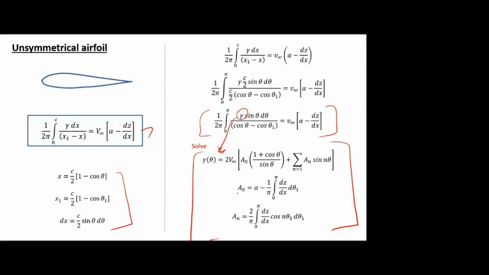So a naught, we have alpha and dz by dx, angle of attack and slope. And an, this we will expand: a1, a2, a3, an, up to that we can extend. Okay. So it has only the slope. So it will be a very big equation. So they simplify like this. Okay. So next step, finding this capital gamma, the integral of small gamma into dx.